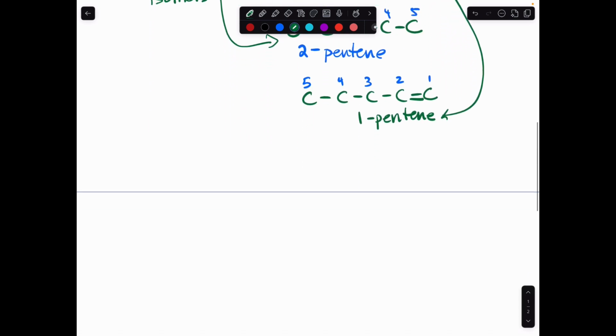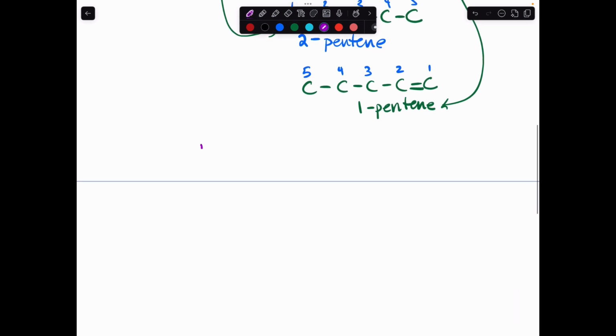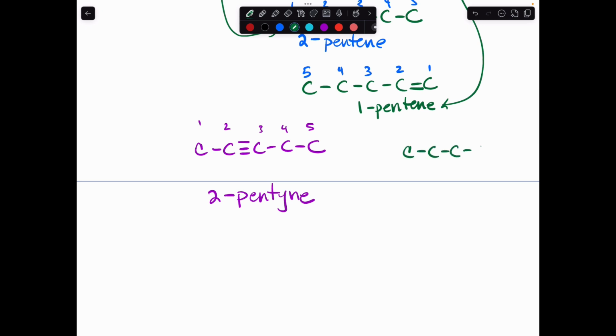If there's a triple bond, it's a pentyne. If it were 5 carbons, 2, 3, 4, 5. And if the triple bond were here, that would be the 1, 2, 3, 4, 5. That would be the 2nd carbon. That would be 2-pentyne. If it were here, 1, 2, 3, 4, 5, that is still 2-pentyne, because again, I'm going to number it such that the triple bond begins at the smallest carbon. So these two molecules are exactly the same molecule. They are not isomers, they're the same molecule.